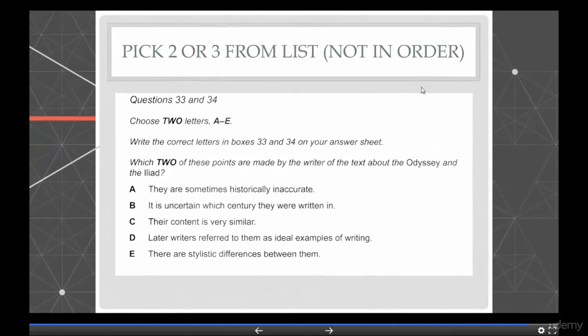And then we have our pick 2 or 3 from a list. All right, and sometimes this question can be a challenge for a lot of students. Sometimes it's helpful if you look at the question and you know the keywords from the question and you know which paragraph it's coming from. But you have to be able to just pick the 2 correct answers for this one. You will pick 2 correct answers from the choices of A, B, C, D, E. But again, this question does not go in order, and this question can be a challenge or be kind of difficult. So just be aware of that.